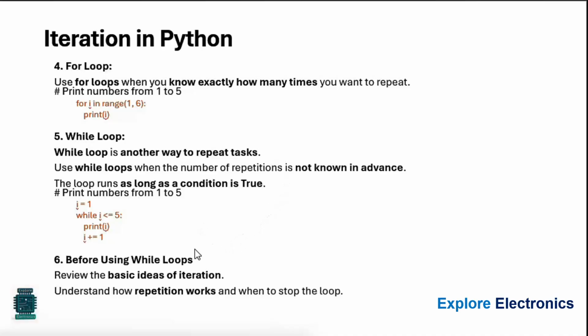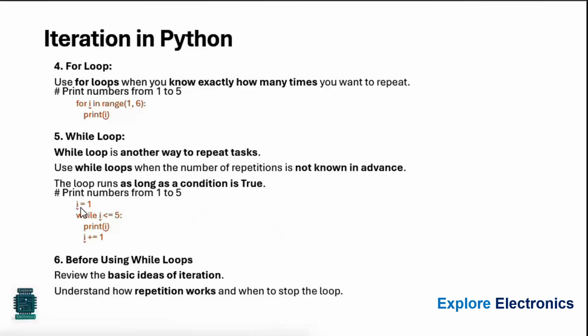Very simple, right? When we know exactly how many times we want to repeat the task, we use the for loop. When we don't know how many times we have to execute the task, we use the while loop. In a while loop, the loop runs as long as the condition is true. If the condition is true, it will keep on running. When the condition is false, it will stop the execution and come out of the loop.